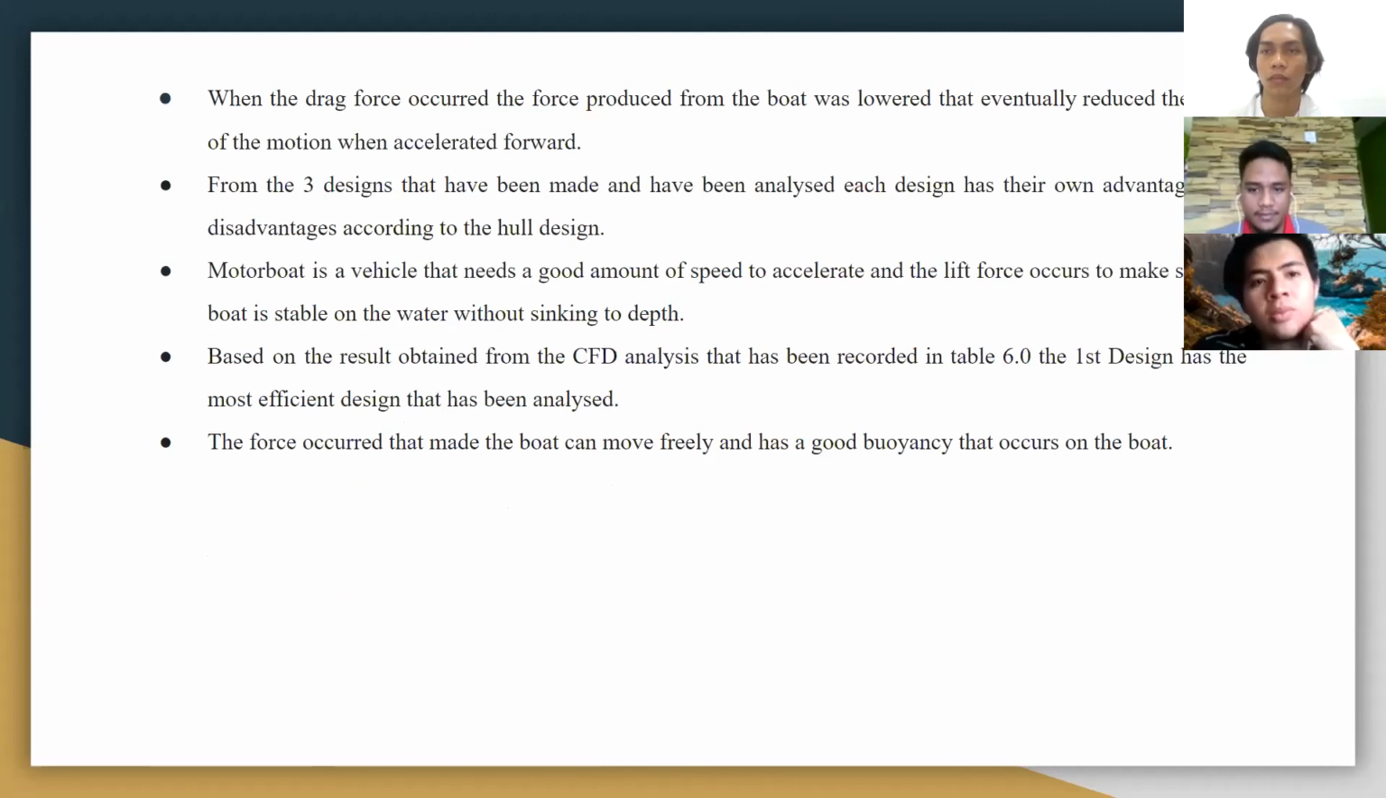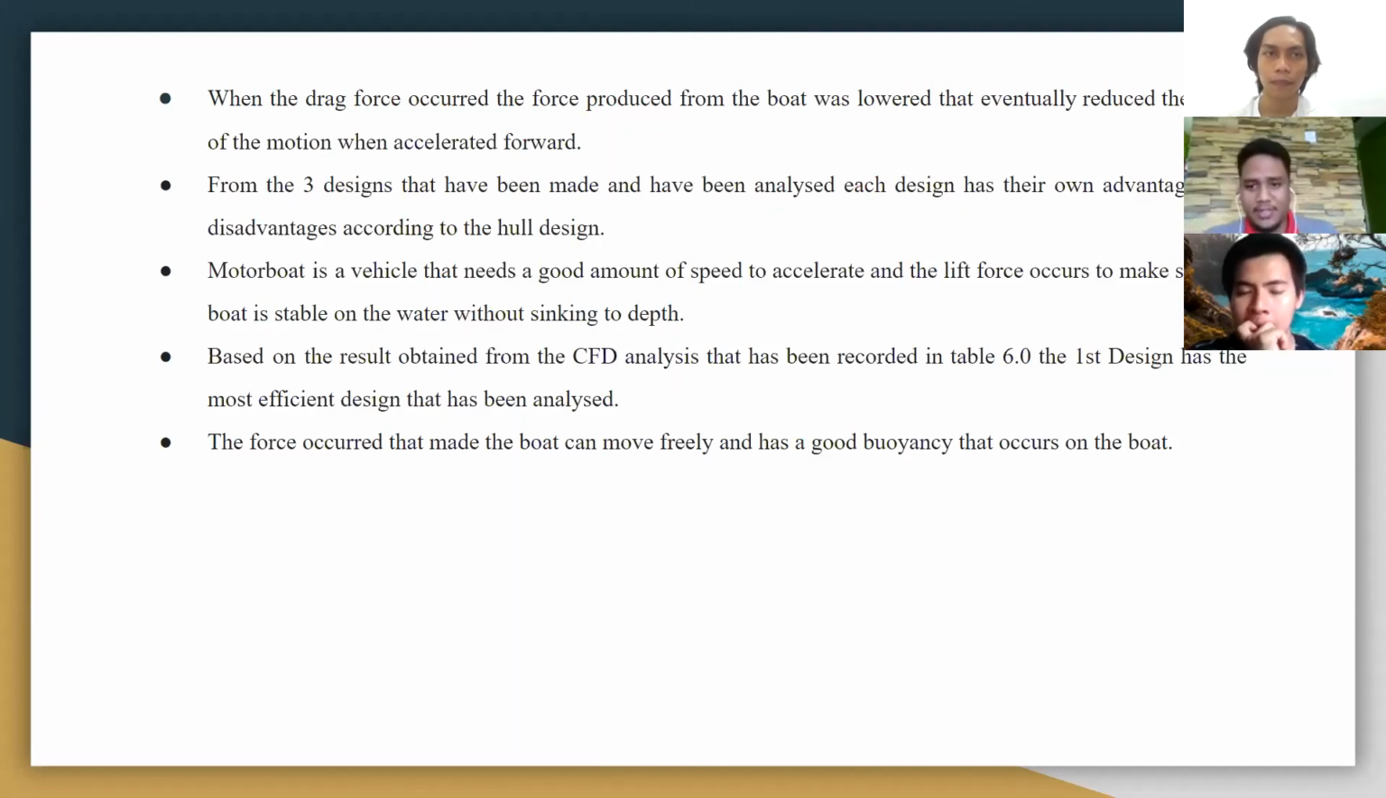When the drag force occurs, the force produced by the boat is lowered and eventually reduces the speed of the motion when accelerating forward. As we know, when the motorboat moves, it has to oppose the water, or drag force. So if the drag force is higher, the movement of the boat will be slower.